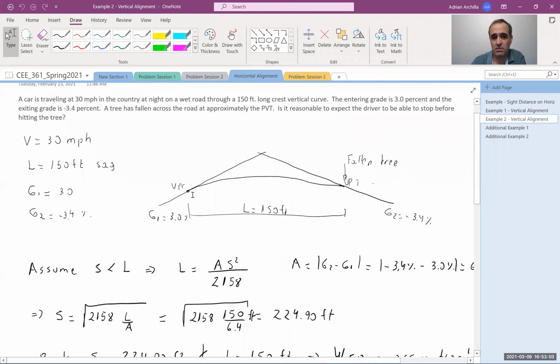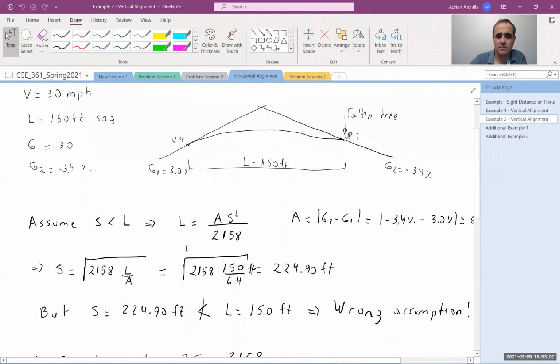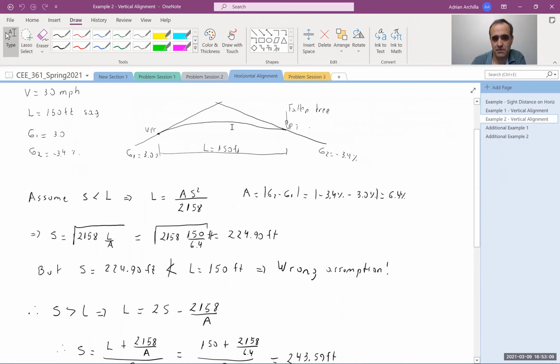So if you do the same problem now for a crest vertical curve, then you would have to go and look into the equations for crest vertical curves. So make sure that you pick the right equation, right? So right now we're having tests that are open notes, open books. So there's no excuse for picking the wrong equation, okay? So just make sure you get the right one.